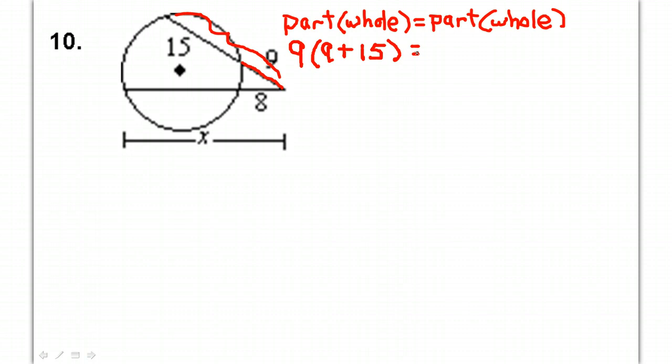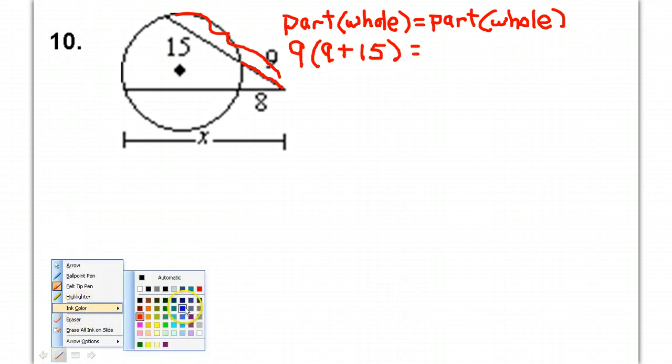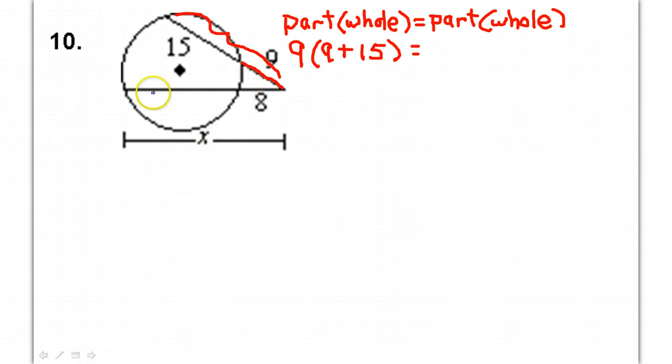Okay? Now, let me change colors for the lower segment, because I have to be real careful. Now, on the lower segment, the part is going to be this 8. So I'm definitely going to have 8 because that is the outer part. Now let's be careful, because of course the whole is this entire segment that goes from here all the way to here. Now a lot of people made the mistake of writing 8 plus x for the whole.